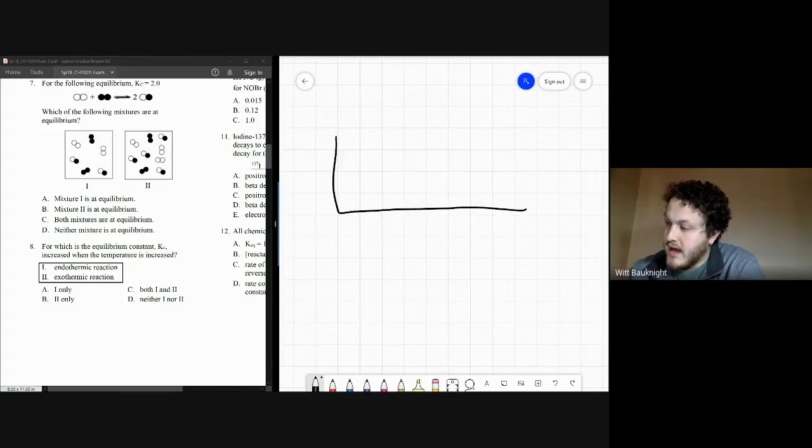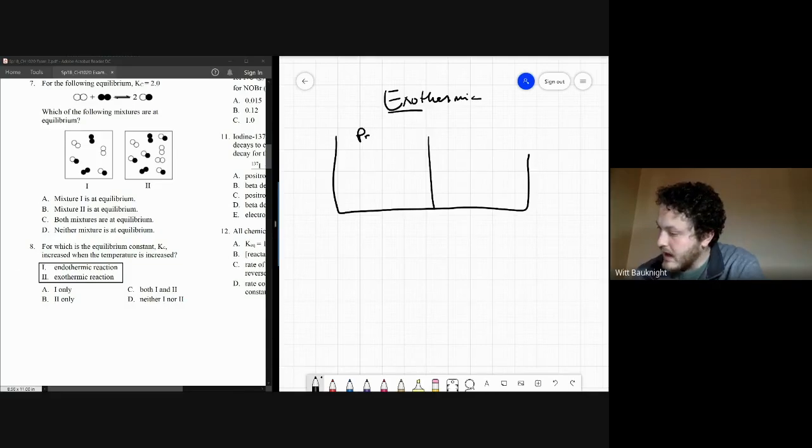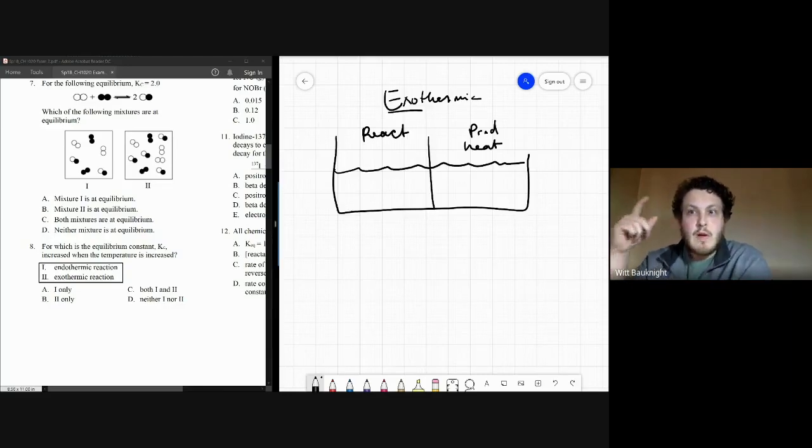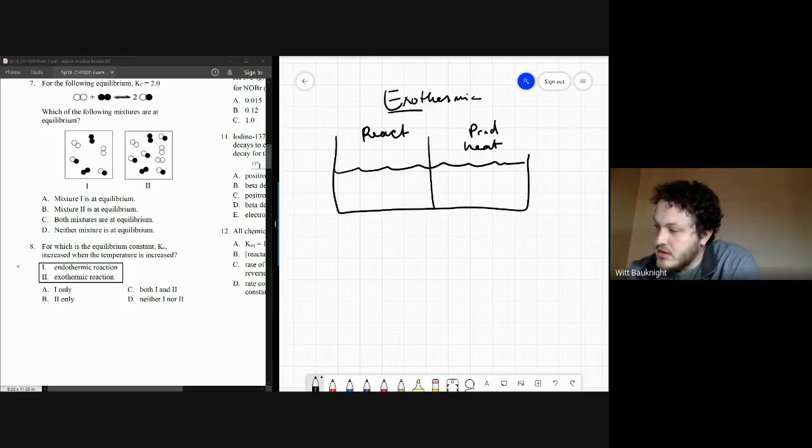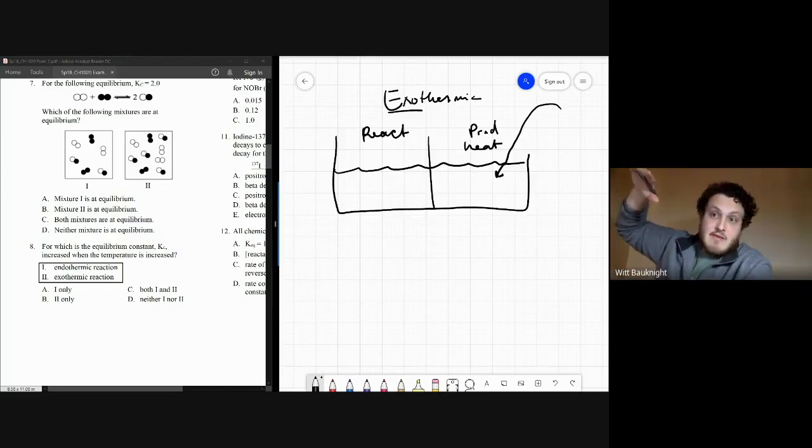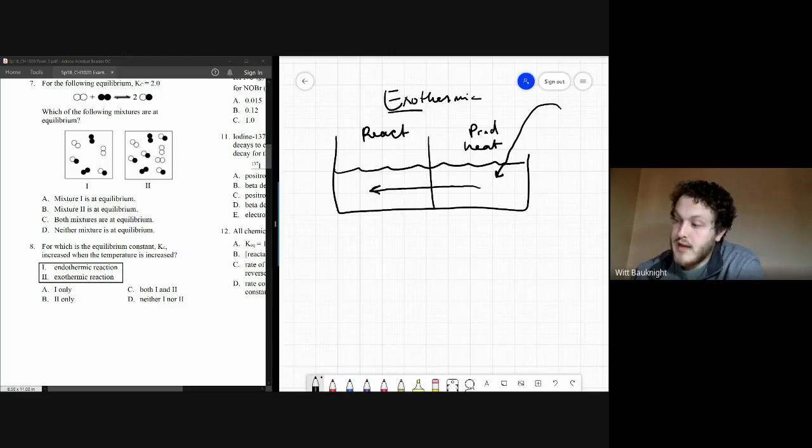So, for an exothermic reaction, exo meaning out, we have a product. We have the reactant on the left side, the product on the right side. We have some water. In this case, heat is a product. So if we increase the temperature outside, it's like we're dumping water on this side of the fish tank. Well, if that side of the fish tank is too high, that means the water is going to flow from the products to the reactants.